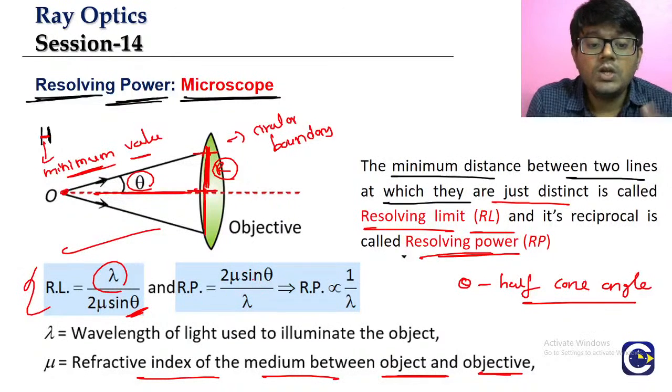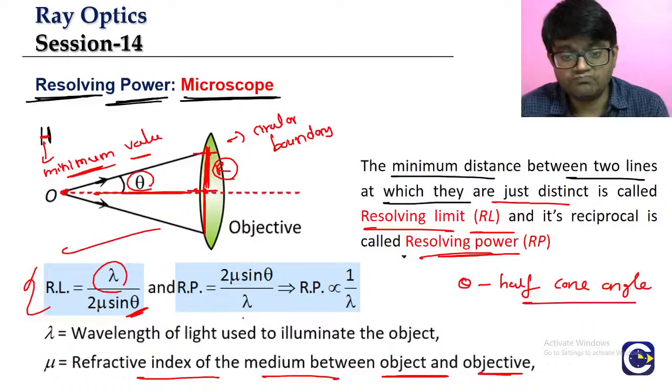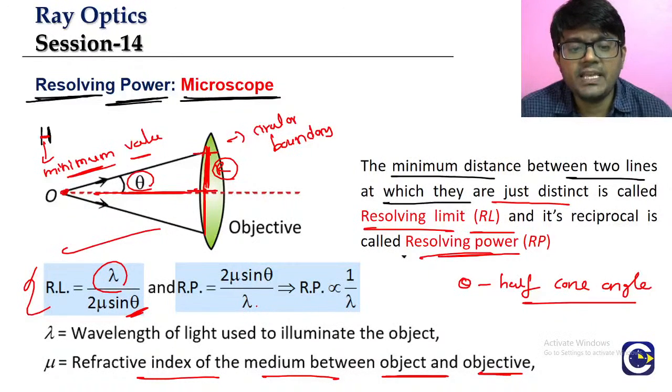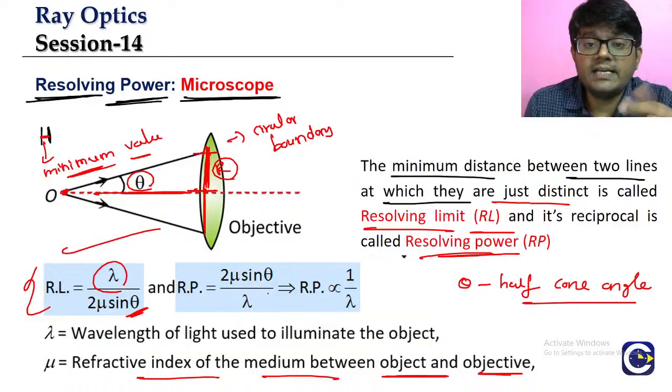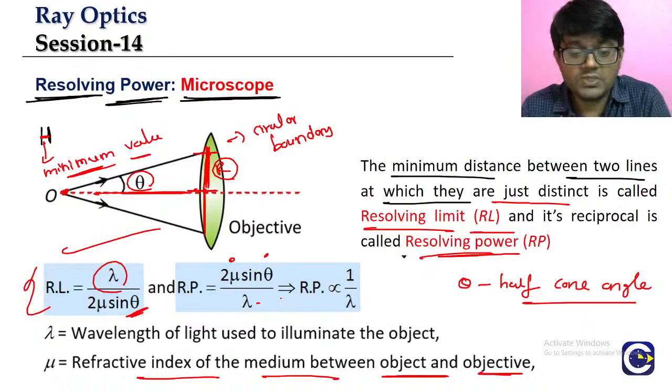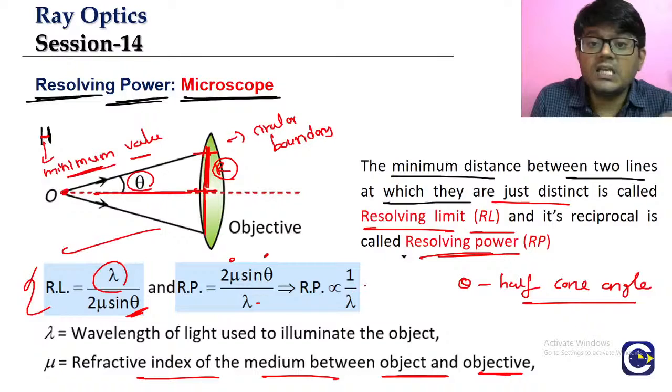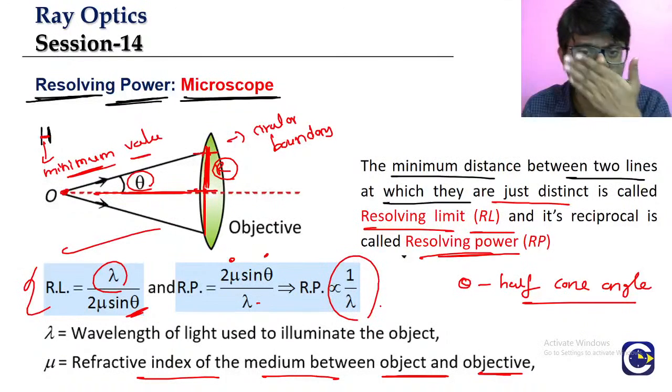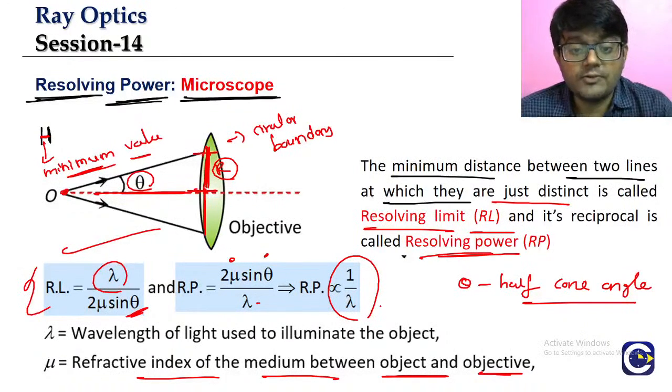It will be 2 mu sin theta by lambda. So here the thing is we need to understand the relation between the resolving power, mu value, theta and lambda. So what is the relation? Resolving power is inversely proportional to lambda, which means what?